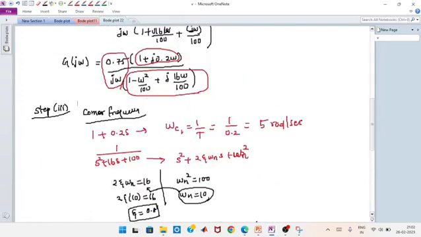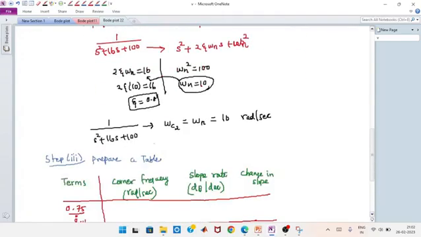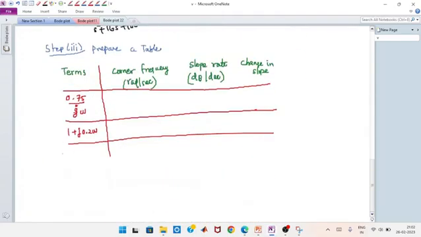Now, the third term is 1 minus omega square divided by 100 plus j omega 16 divided by 100. So these are the terms. Now, we have to find out the corner frequency, the slope rate and the change in slope. Now, tell me guys, what is the value?